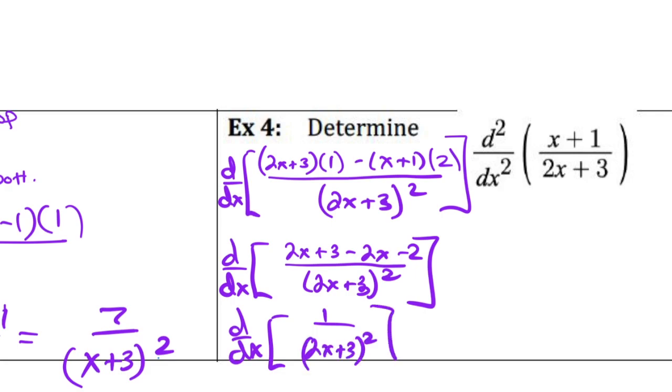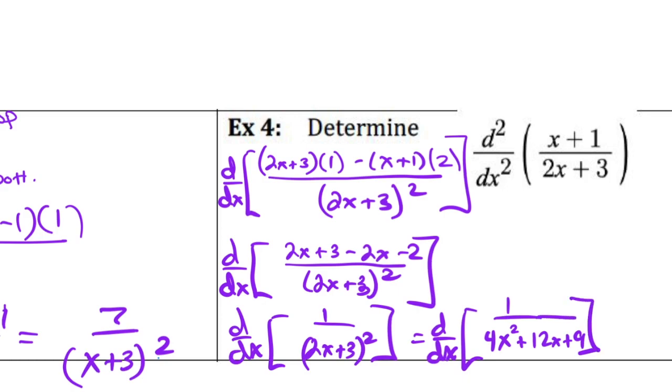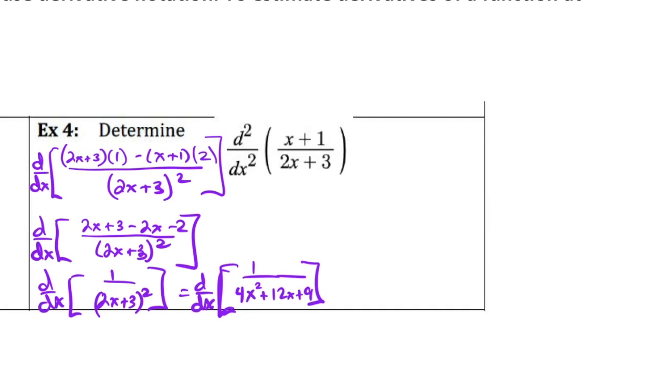Oh no, but it's got the quantity squared. So we better rewrite it one more time. This is d dx 1 over, because remember, the rule cannot have that extra squared in there. So this will give us a 12x in the middle plus 9. All right, now I'm ready for the quotient rule again. So d dx of 1 over this function, find the derivative.